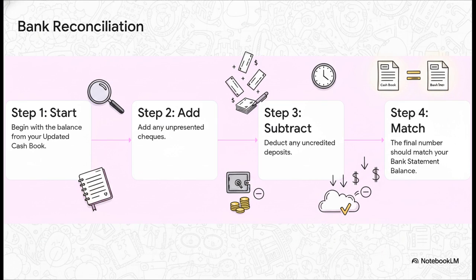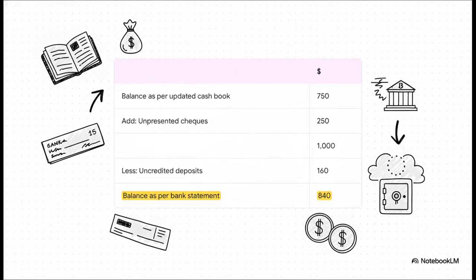You start with that new, corrected balance from your cash book. Then, you add back the money for any checks you wrote that haven't been cashed. And after that, you subtract any deposits you made that haven't cleared yet. And if we've done our jobs right, the final number should match the bank statement balance perfectly. Okay, let's watch the magic happen.